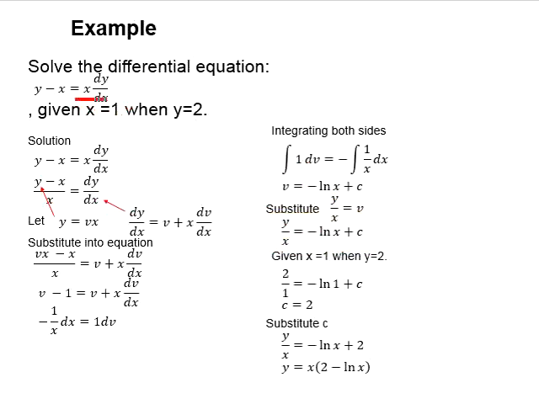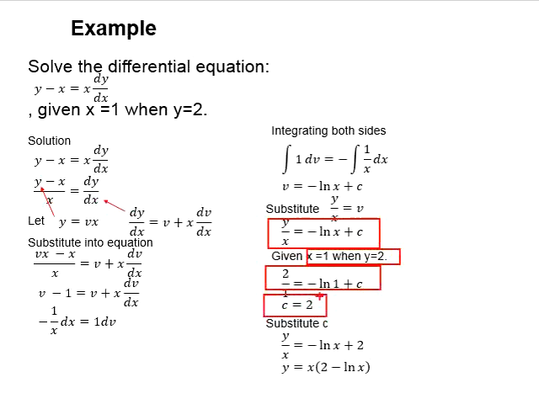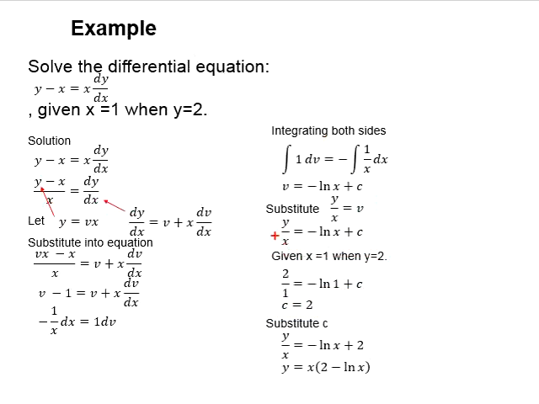It is given that x equals 1 when y equals 2. Substitute the relevant values into the equation here, and you will solve it to get c equals 2. Go back to the original equations, substitute c equals 2 into the functions, you will get this. Rearrange the functions, this will be the final solution.